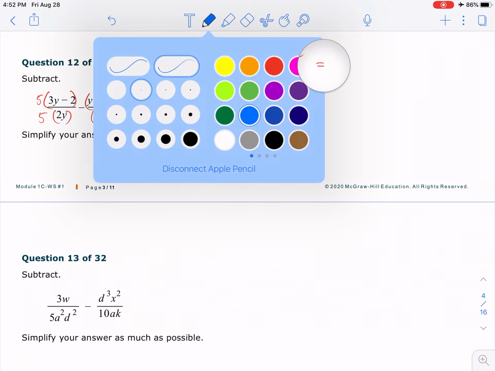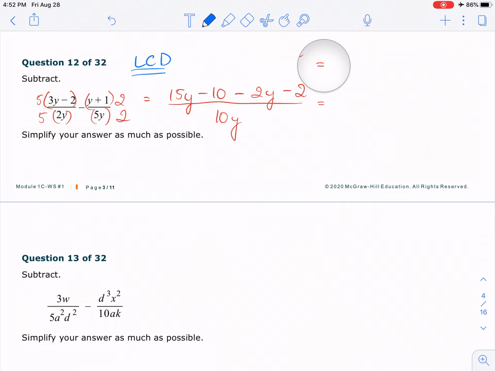And then I ended up with 13y minus 12 over 10y. Make sure you simplify your answer as much as possible.